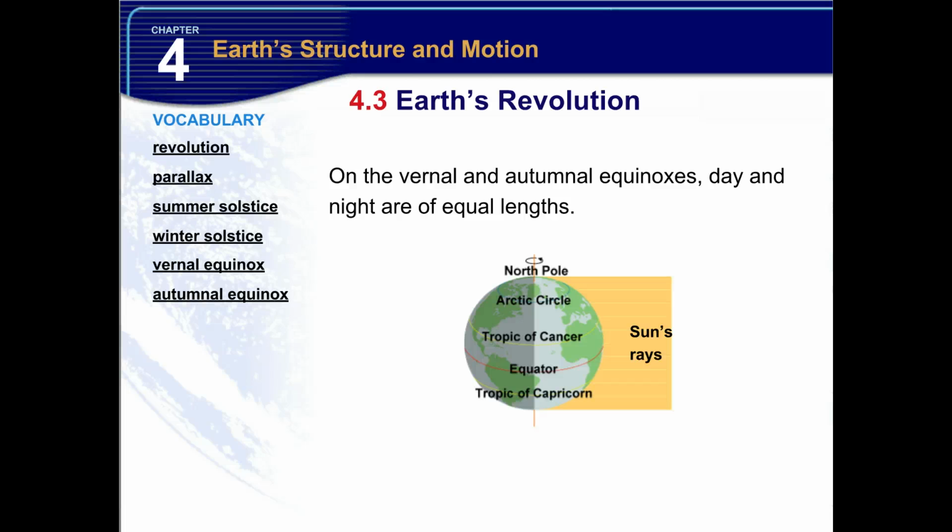Now on the vernal, and the vernal is spring, and autumnal, which is the fall equinoxes, day and night are of equal lengths. So it's equal amount of sunlight, equal amount of darkness.